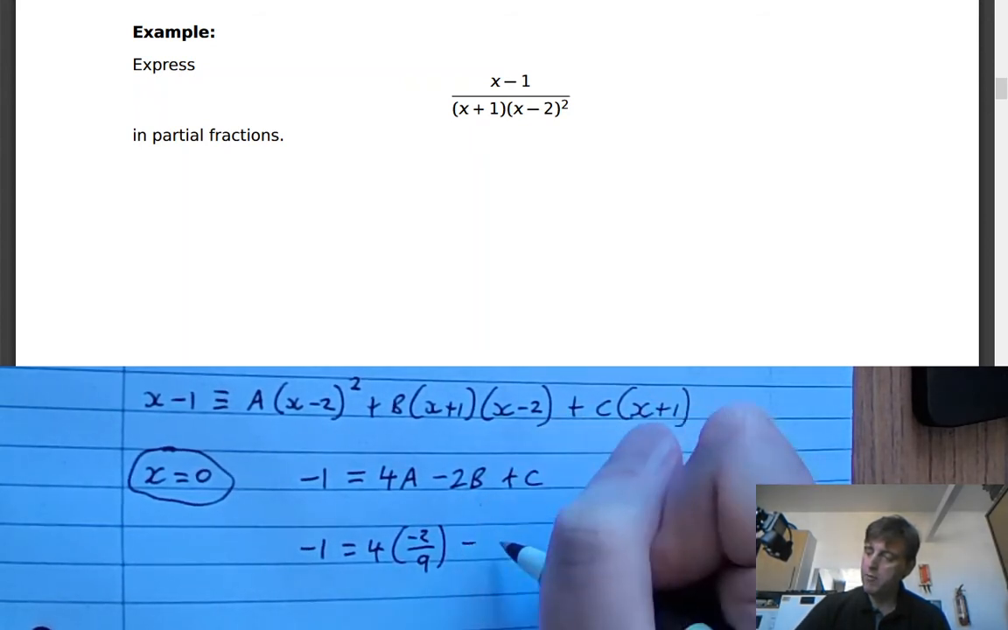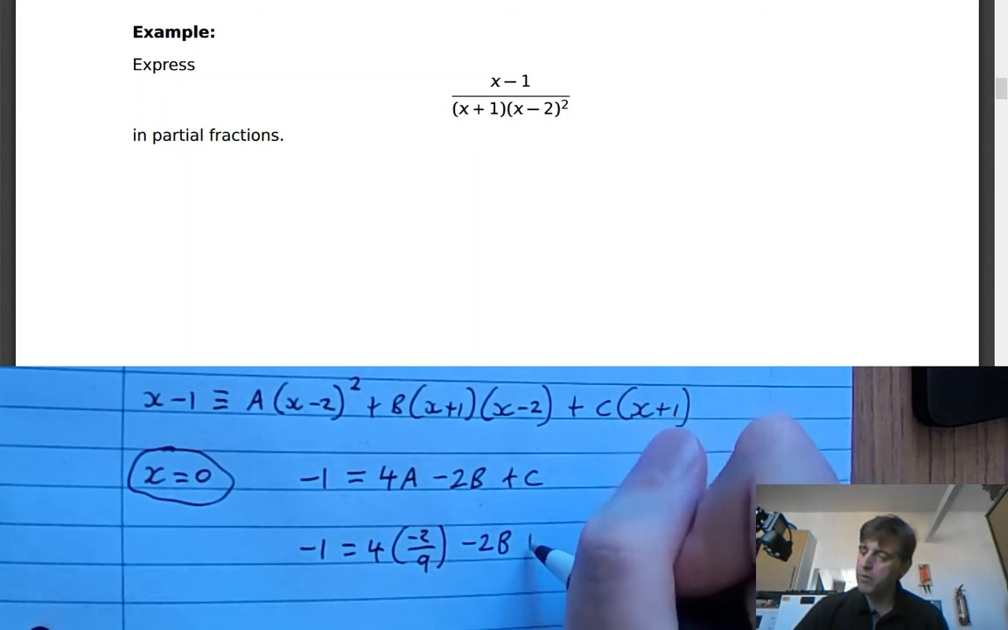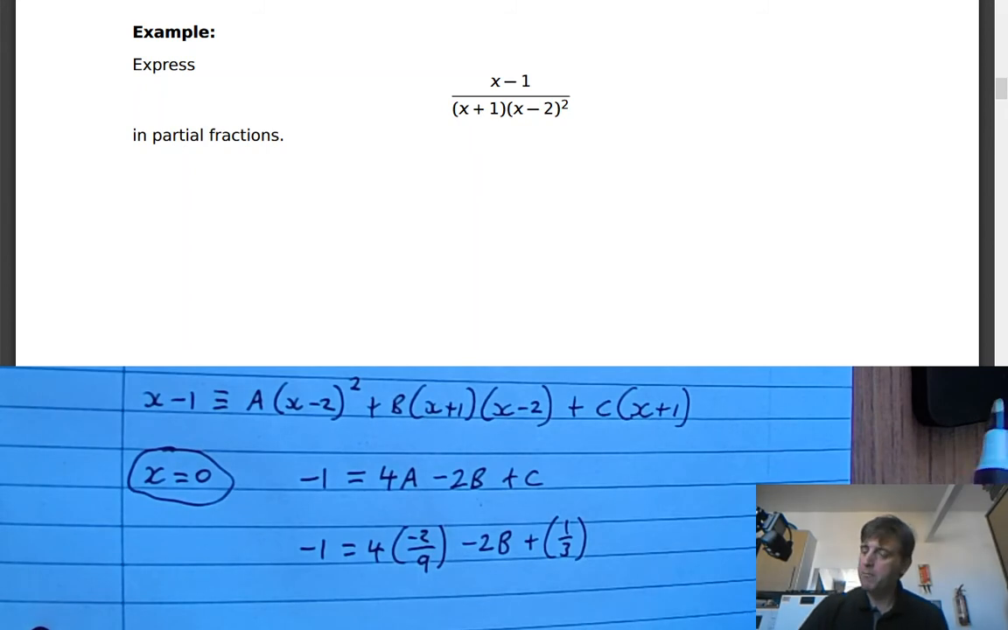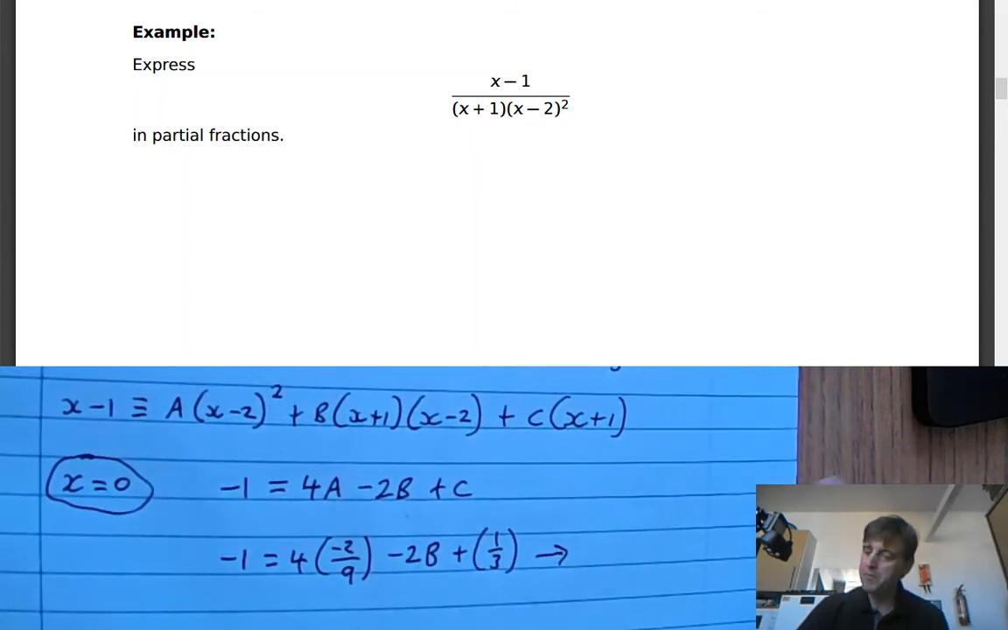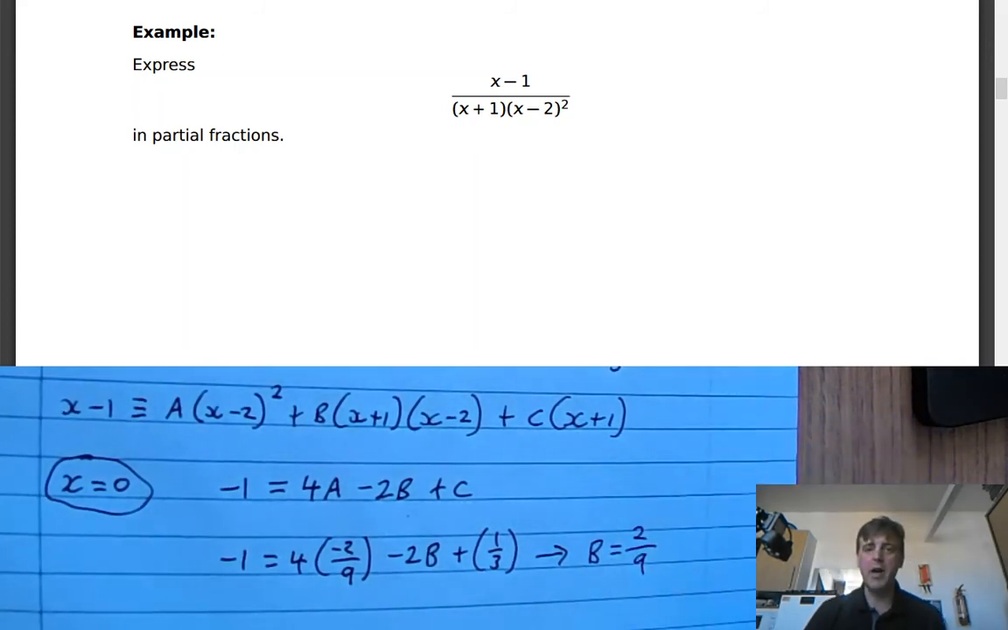The value of b, we don't yet know, that's what we're trying to find. And the value of c was, of course, 1 over 3. Now, if we solve that equation, I won't go through the details of solving it. You can check it yourself if you need to. We solve that equation. It turns out that b equals 2 over 9 here.